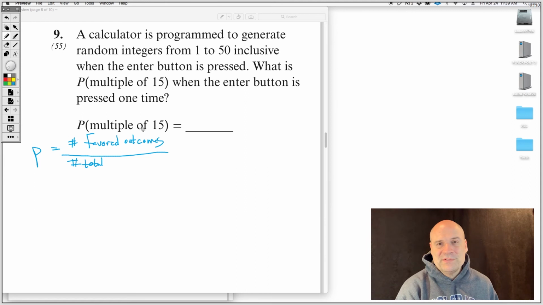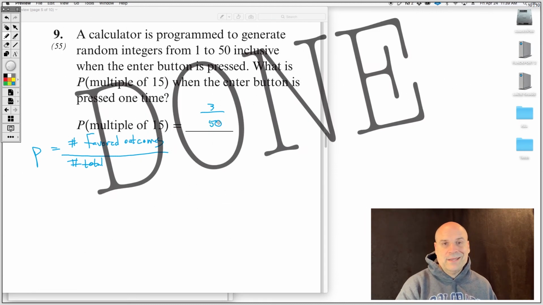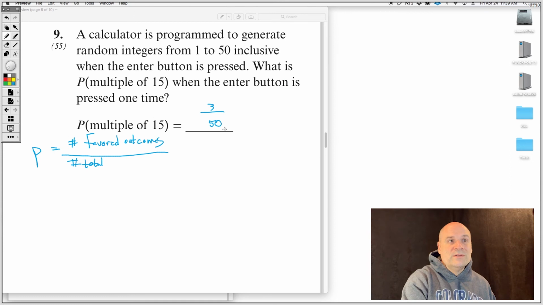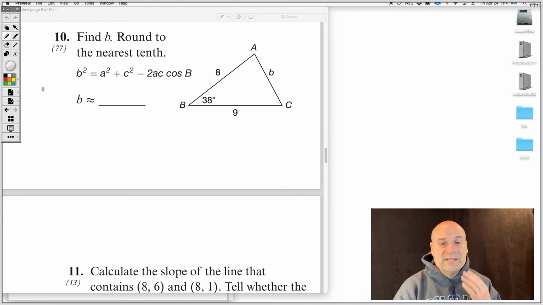Okay? So in this case, probability multiple of 15. Well, how many multiples of 15 are in between 1 and 50? Well, there's 15, 30, and 45. So there's 3 out of how many numbers? 50. That's it. Okay. So you can either write it as a fraction or you can write it as a decimal, which is 0.06.